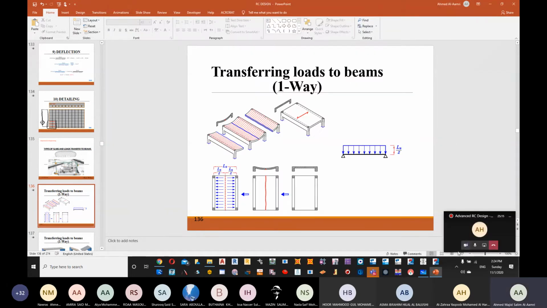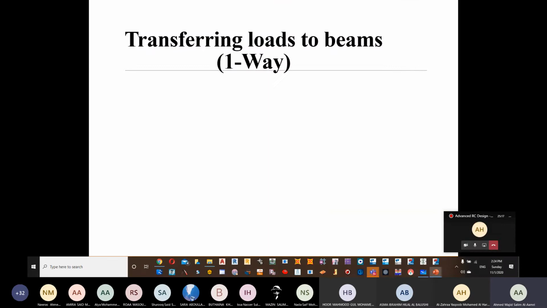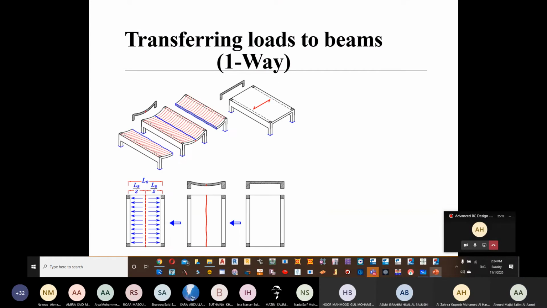Okay. So now what we can see, we have a slab. This slab is having Ly. This is my direction of, let's say, this is L1, the longer direction. And this is my shorter direction, that's Lx. Okay. Now we have one support here. This is my first support 1, and this is support 2.